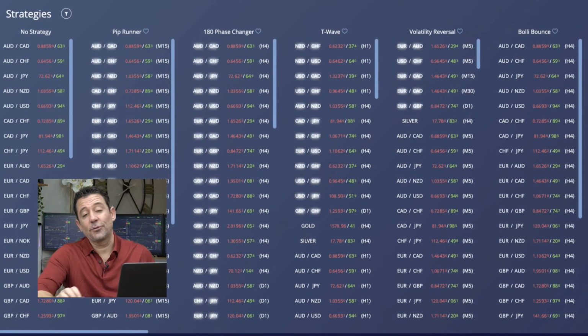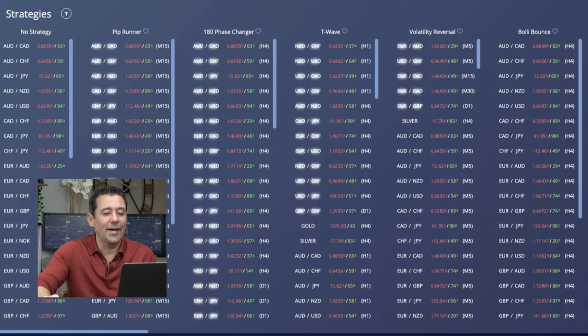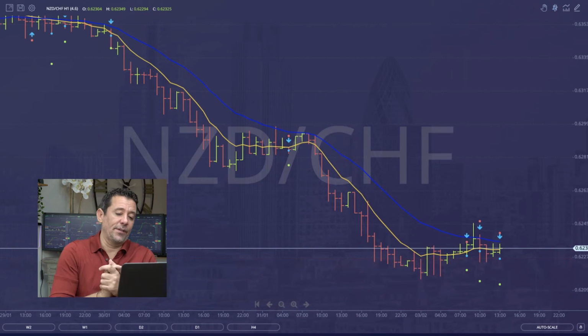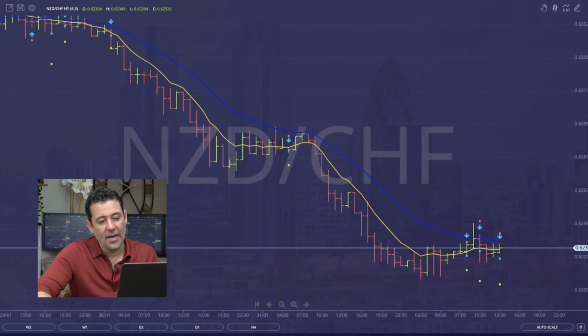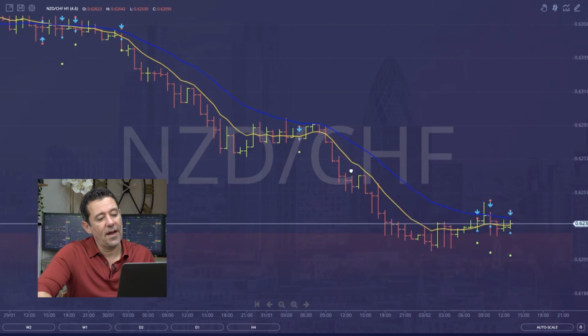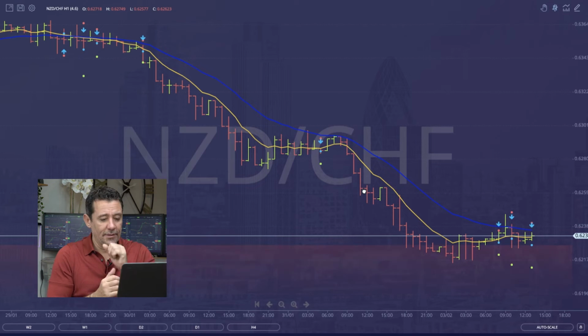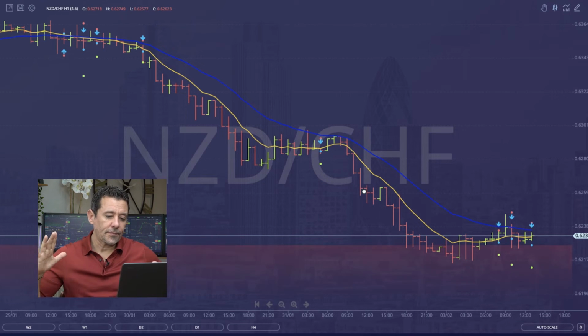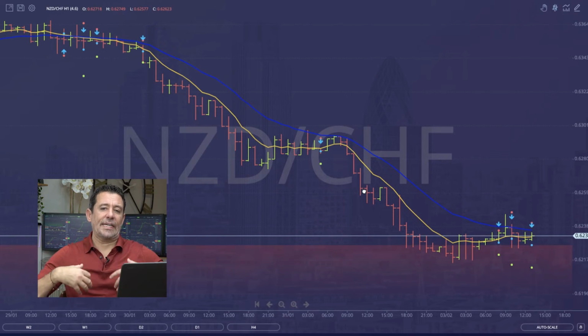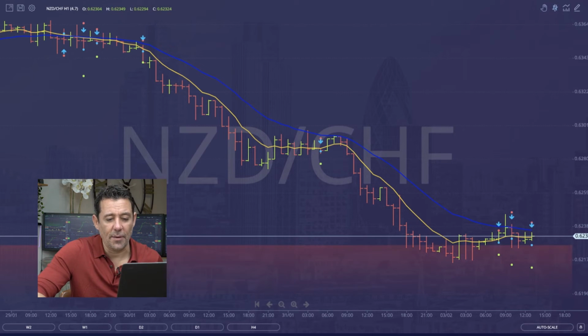Okay, so let's take a look at some trend wave trading strategies now. I'm going to look at the Kiwi Swissy starting there. Now, I like the look of this position for the sole reason that the cyclicity looks great. Very, very clear, very reproducible, very consistent cycle length. Let me show you what I mean by that.